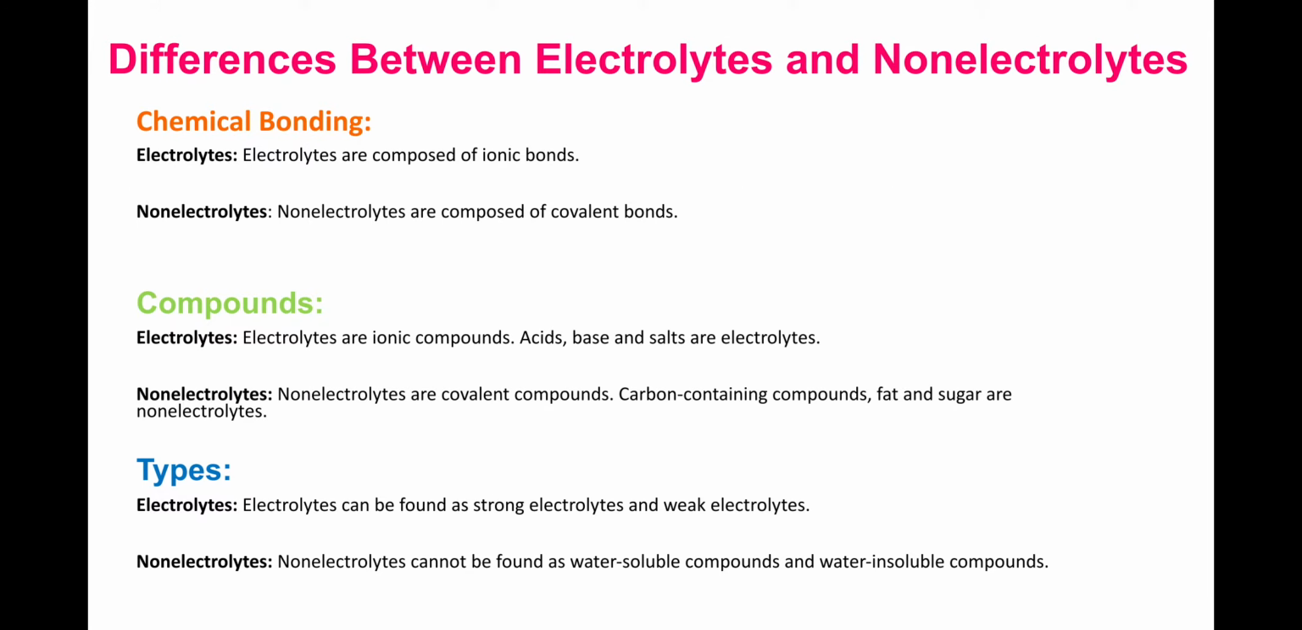Chemical bonding. Electrolytes are composed of ionic bonds, while non-electrolytes are composed of covalent bonds. Compounds. Electrolytes are ionic compounds. Acids, bases, and salts are electrolytes, while non-electrolytes are covalent bond carbon-containing compounds. Fat and sugar are non-electrolytes. Types. Electrolytes can be found as strong electrolytes and weak electrolytes, while non-electrolytes don't have any types.